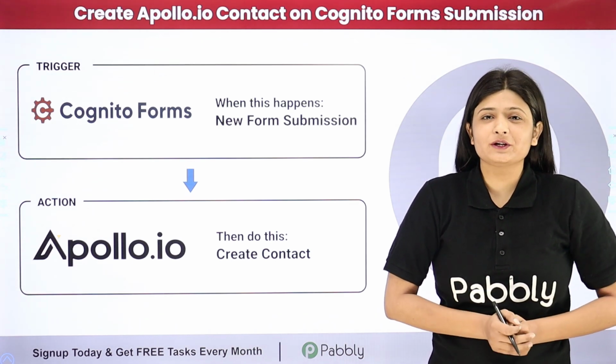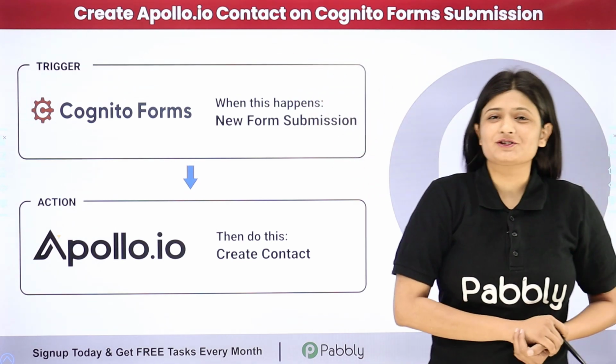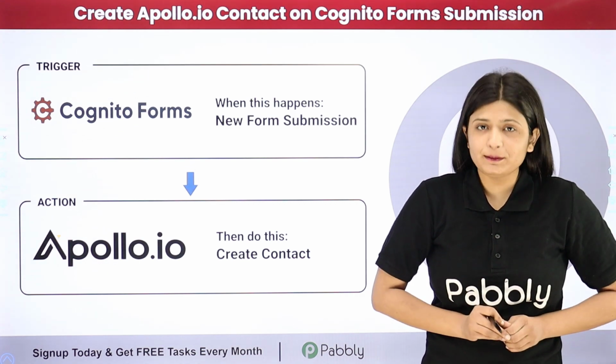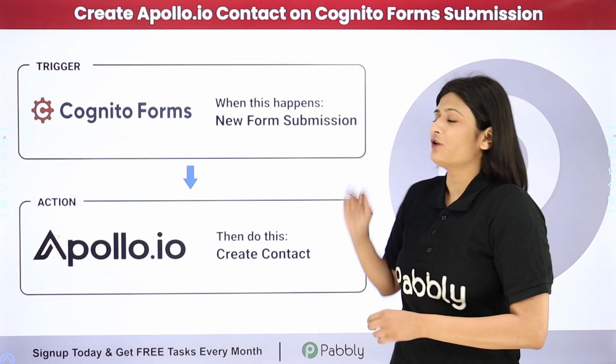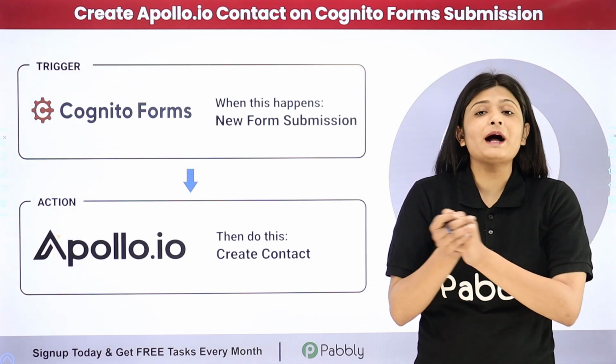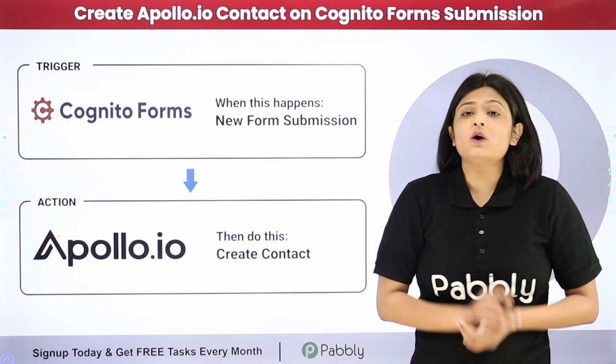In this video, we are going to learn how to create an Apollo.io contact on Cognito Forms submission. So let's suppose I am running a marketing agency and I am collecting all my potential leads with the help of Cognito Forms. Now whenever there is a new form submission in my Cognito Forms, I automatically want to create this as a contact in my Apollo.io account.